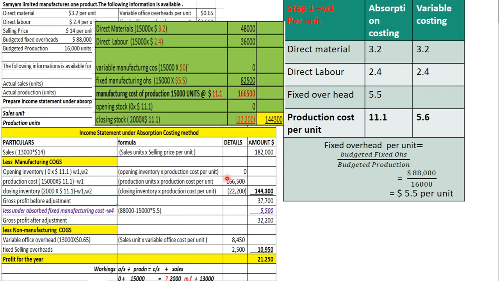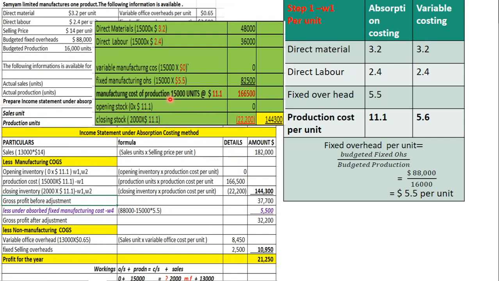Then the opening stock, what we can do is first we can solve this in this section. Then you can put your opening stock. We don't have opening stock, 0, and this rate, how to get it, that's the question. To get this rate, you have two options. Either you can add up this 3.2, 2.4, 0 and 5.5, the rate markings, and get 11.1, or you can divide 166,500 by 15,000. If you divide it, you will get 11.1. Now this is important because you need to put this rate in your opening stock and closing stock.